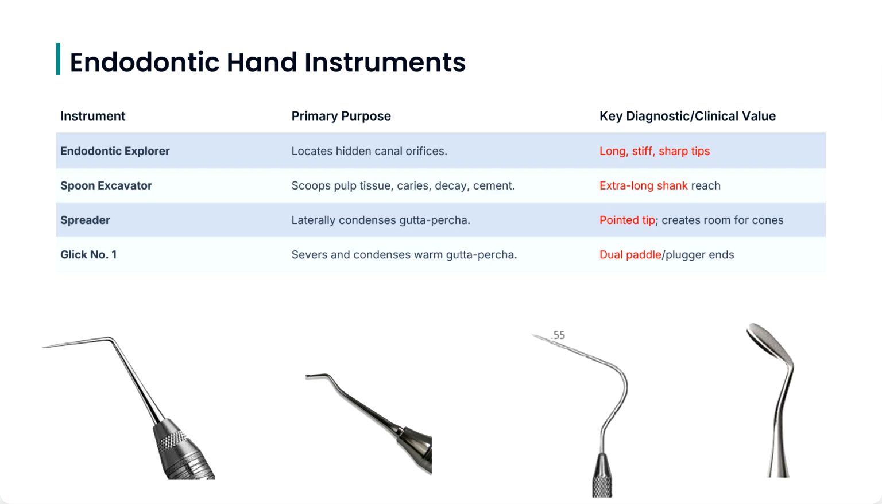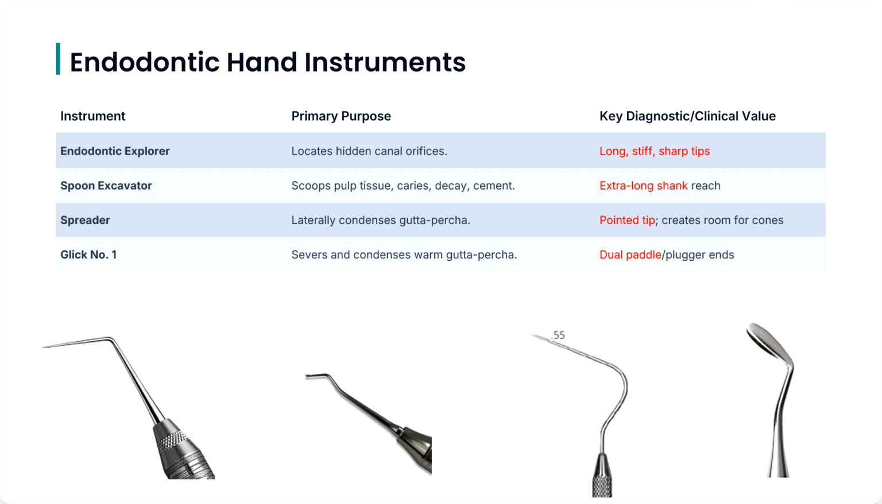Move down to the spreader. That's this weird looking instrument. Do you guys see that cool shape to it? How it kind of hooks back and comes back around? So that's our spreader. And then the next one I have up here is our glick. If we have it, oh, we do.